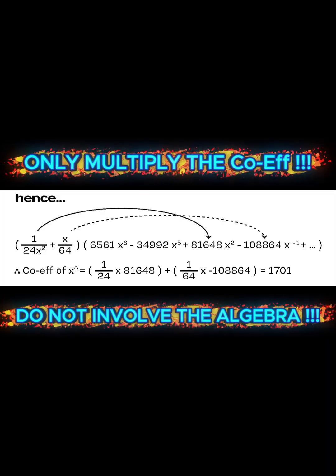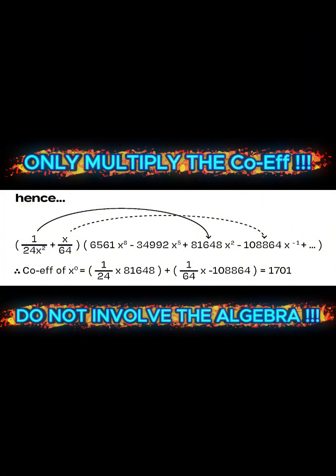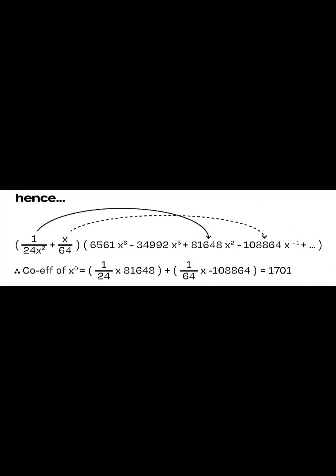We are not going to involve the algebra at all, because that is just added complication. So just take the coefficient of each term multiplied by the coefficient of the other chosen term. Okay, so if you do it correctly, you will get the final answer of 1701.